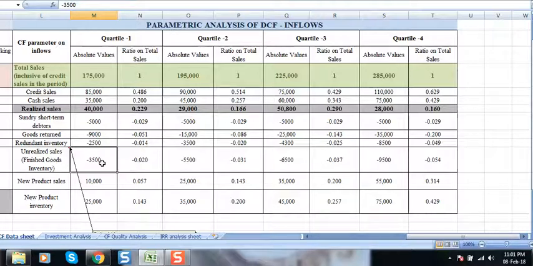And finally, once again, I will touch upon the topic of new product sales and new innovations. So all of these define the quality of the inflows and the discounted cash flow mechanism, and hence play a very critical role in deciding the profitability of the entire execution of the project.